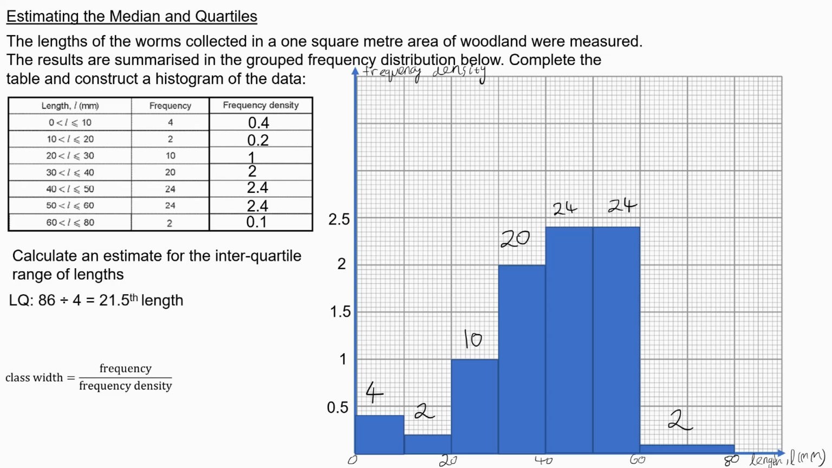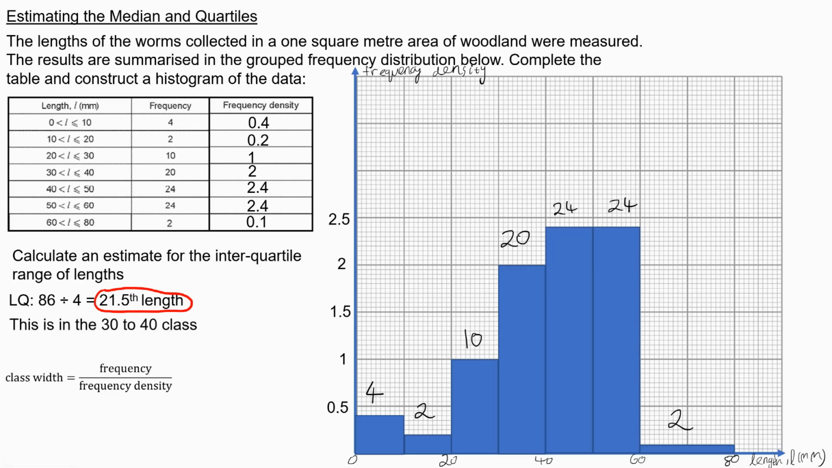We know that there are 86 values, that's just from adding up the frequencies, 4 plus 2 plus 10 and so on. 86 divided by 4 is 21.5. So we need the 21.5th value.